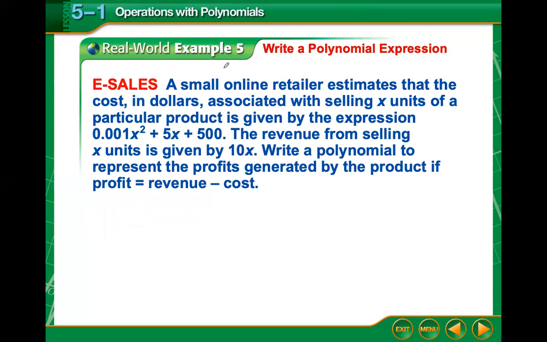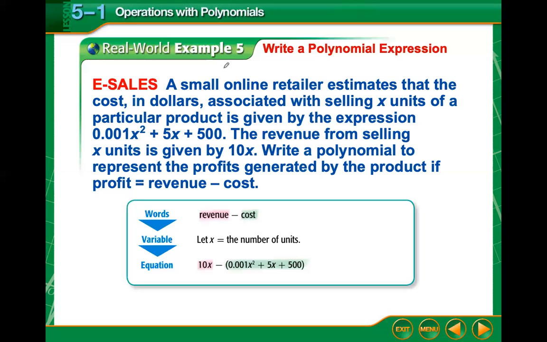All right, so we're going to take a look at writing a polynomial. A small online retailer estimates that the cost in dollars associated with selling x units of a particular product is given by the expression 0.001x squared plus 5x plus 500. The revenue from selling x units is given by 10x. Write a polynomial to represent the profits generated by the product if profit equals revenue minus cost. So in words, we have revenue minus cost. So that means let x equal the number of units. So my equation is 10x minus the expression 0.001x squared plus 5x plus 500.